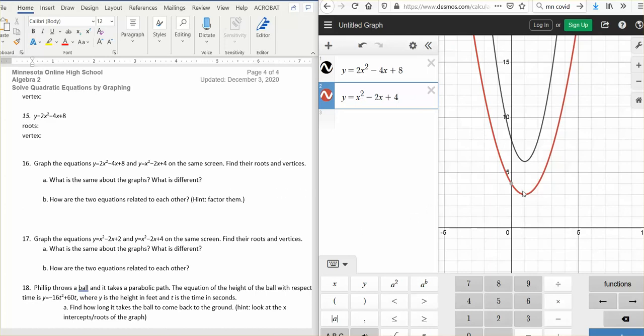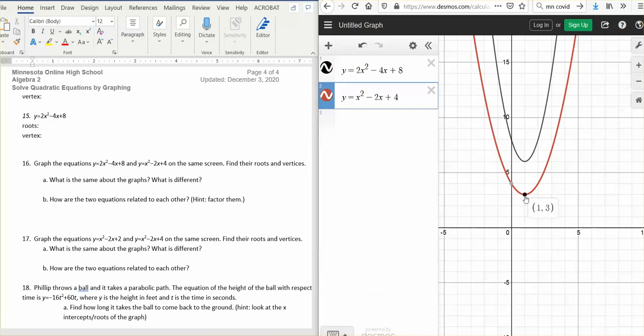Now this is very important that you have a good scale of your x and y axis. This is good because I can see that neither of them are crossing the x-axis. So something that's the same about these is that neither of them have any roots. That's interesting. Neither of them will cross the x-axis. This one has a vertex of (1, 3), and this one has a vertex of (1, 6). So both of the vertices have an x value of 1.